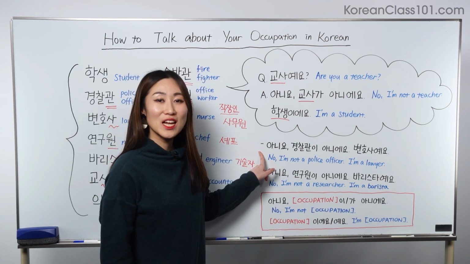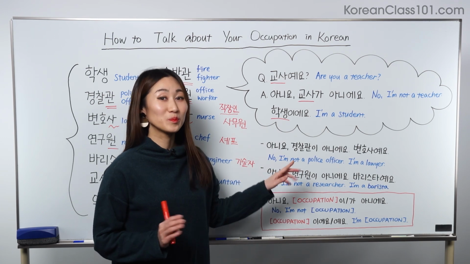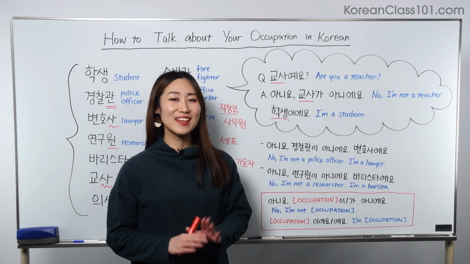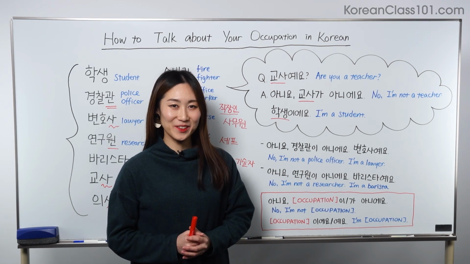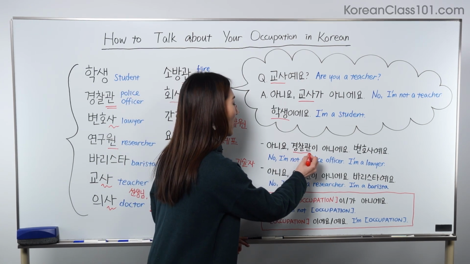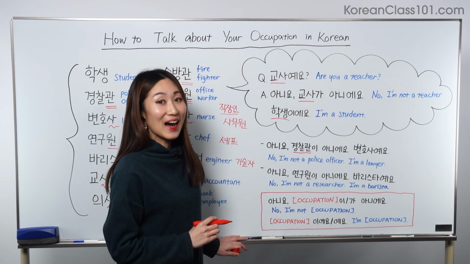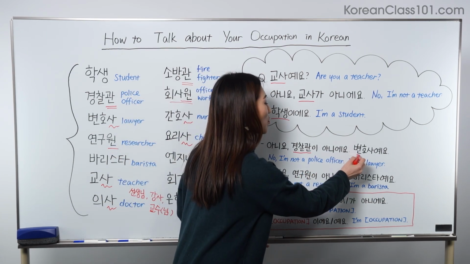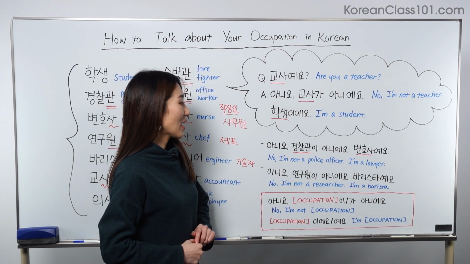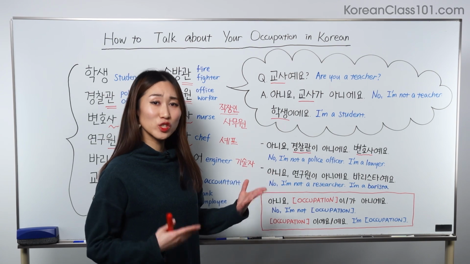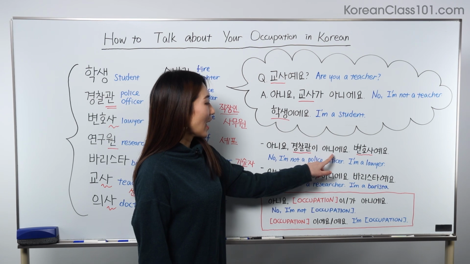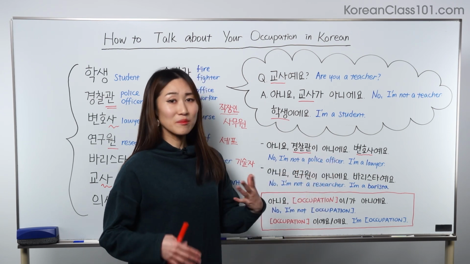아니요, 경찰관이 아니에요. 변호사예요. Did you find the occupation word here? No, I'm not a police officer. I'm a lawyer. 아니요 means no. 경찰관 means police officer. 이 아니에요 means I'm not.